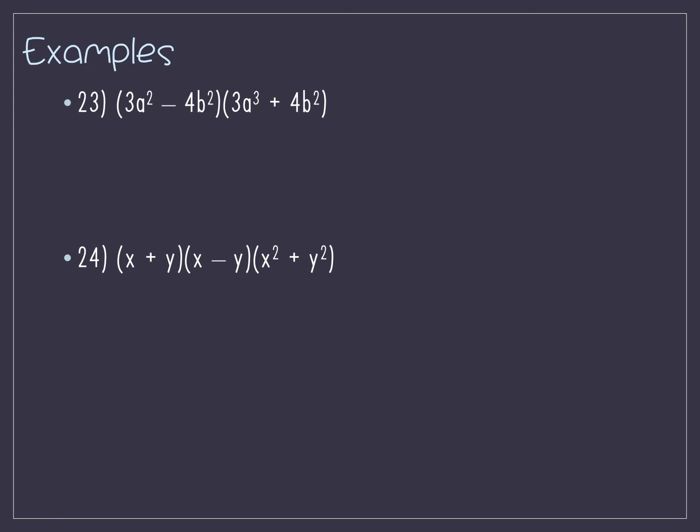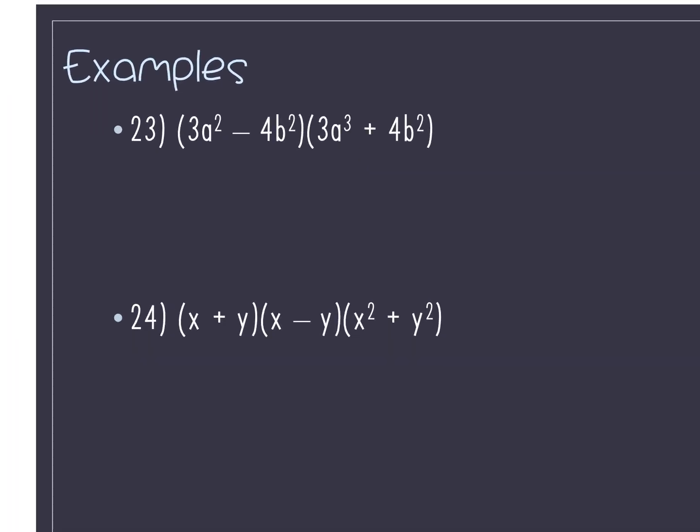All right, so for this one, all we're doing is FOILing, even though we have a bunch of variables going on here. Now, at first glance, you may think these are the same binomials, one's a plus, one's a minus, but notice this has a square and this has a cube. So we've got to do the whole FOIL.